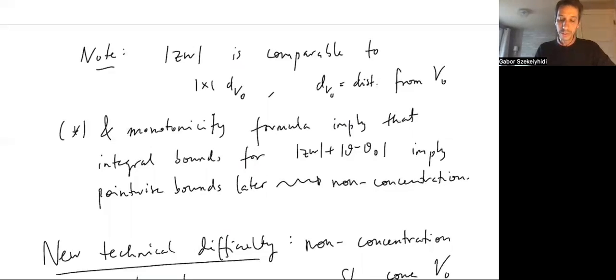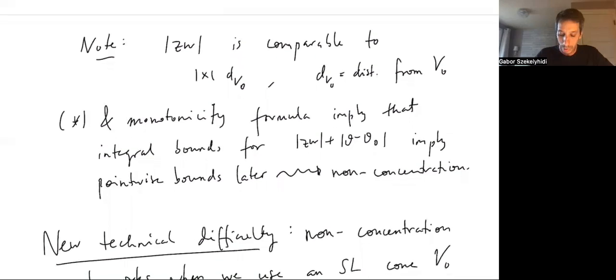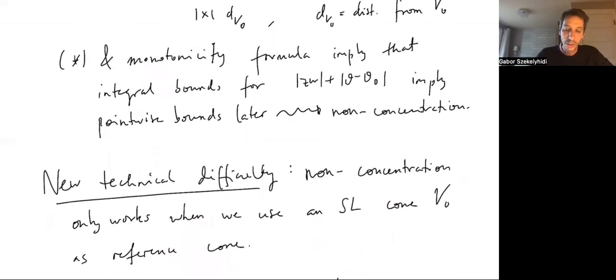Okay, so this non-concentration result is essentially enough to overcome the main problems with having a singularity at the origin, but it gives rise to a new technical difficulty, which turns out to be really the most technical part of the paper. The problem is that this non-concentration idea only works when we use a special Lagrangian cone, so, for example, this V0 or other special Lagrangian cones as our reference cone.